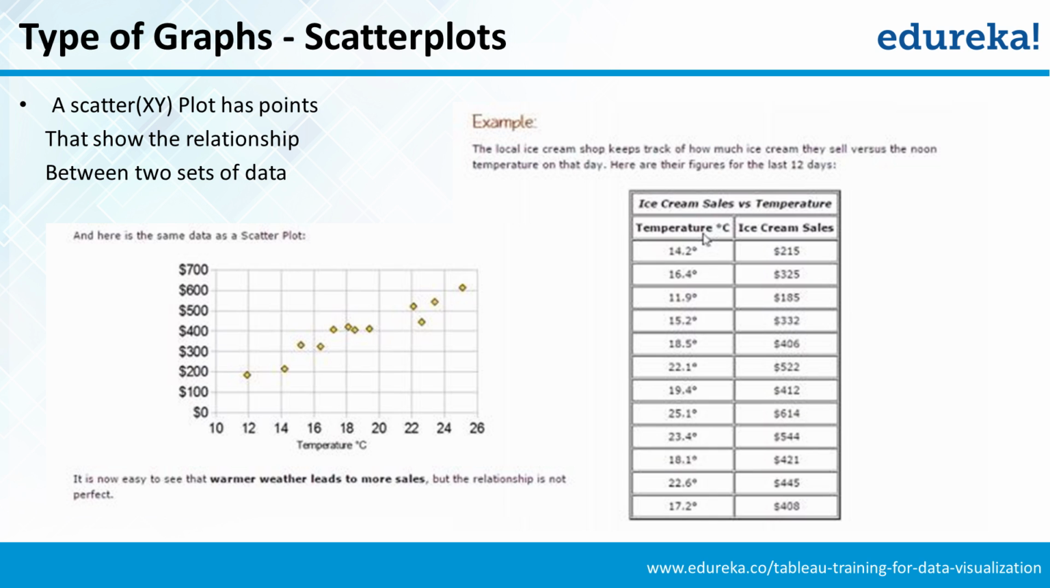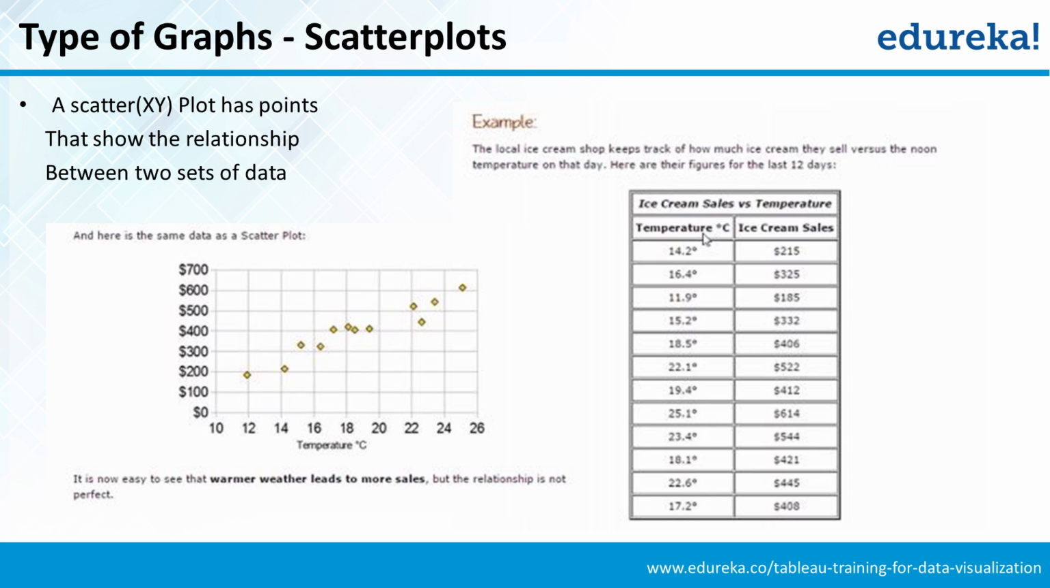This is how a scatter plot looks like. So on one axis we have one variable, on the other axis we have the second variable, and then we plot the points where these variables intersect. So for example, day number 1, temperature 14.2 degrees, sales was 215. So we put a dot here, and similarly for each of the data points we keep on putting dots.